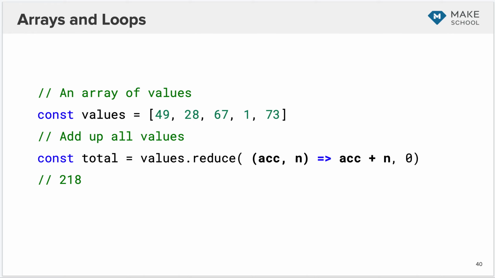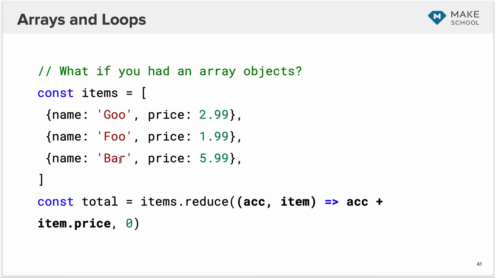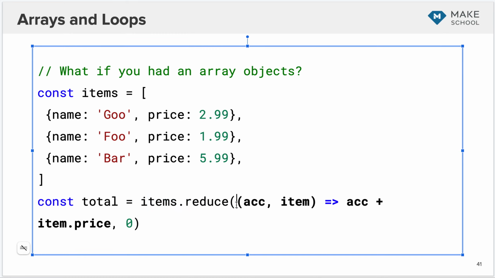Let's take a look at another one. Let's imagine that you have an array of objects. In this case, maybe I want to add up the prices of all the items. They have a name and a price, but I just want the price. So we could say items.reduce. We've got the accumulator and the item. Item is an object. And then after the comma here, the starting parameter is the starting accumulator. So the accumulator starts at 0.